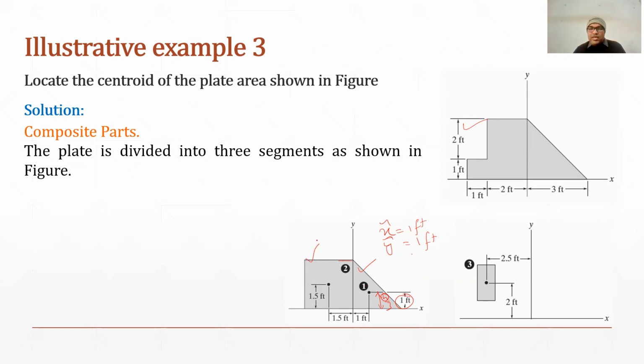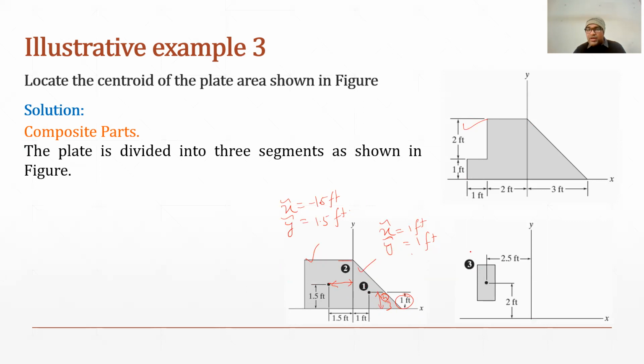Similarly, we can find out x bar and y bar for the square. Now you have to remember that this square is on the left of the y axis, which means it has a negative x coordinate, because it is on the negative x side. So here we will take x bar as minus 1.5 feet, because it is in the second quadrant. And similarly, y bar for area 2 will be 1.5 feet, positive.